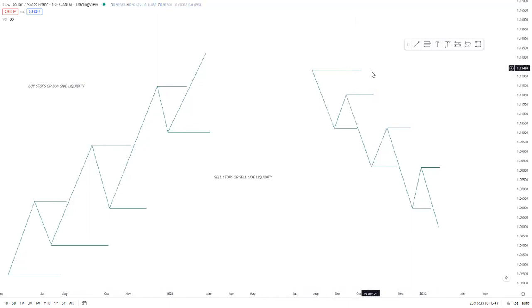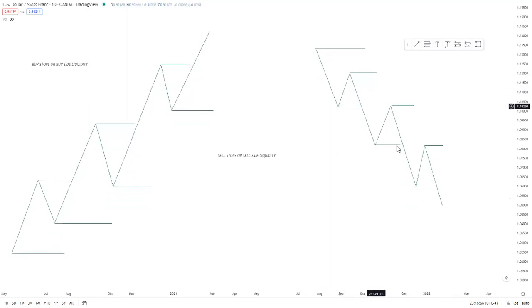Now we have this high being protected. We have this high being protected. You have pending buy stops or buy side liquidity on those highs. Do you understand now? So sell stops liquidity, the sell stops, are being protected, each and every one of them. You understand now? So this is a clear downtrend. Now you can see price is moving down, price is moving higher here.